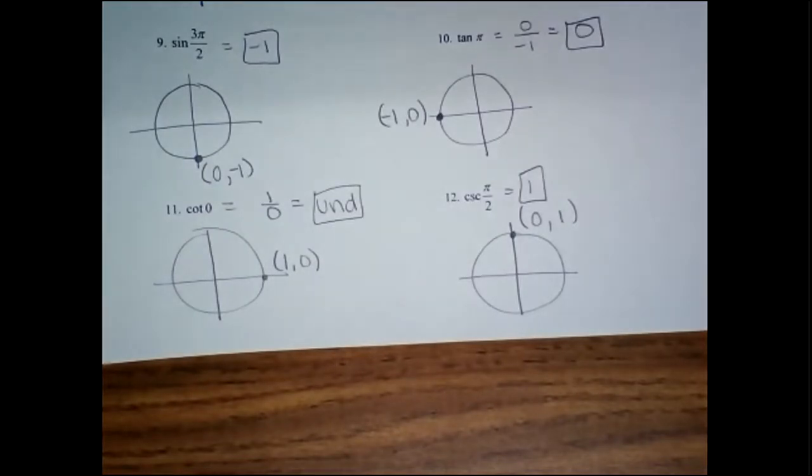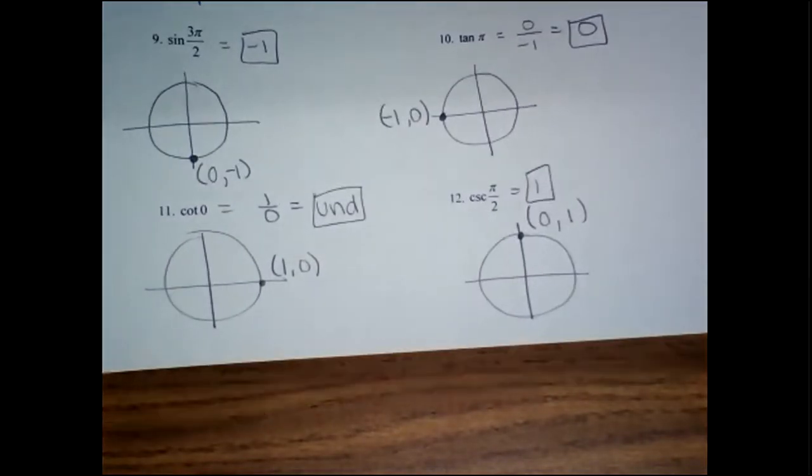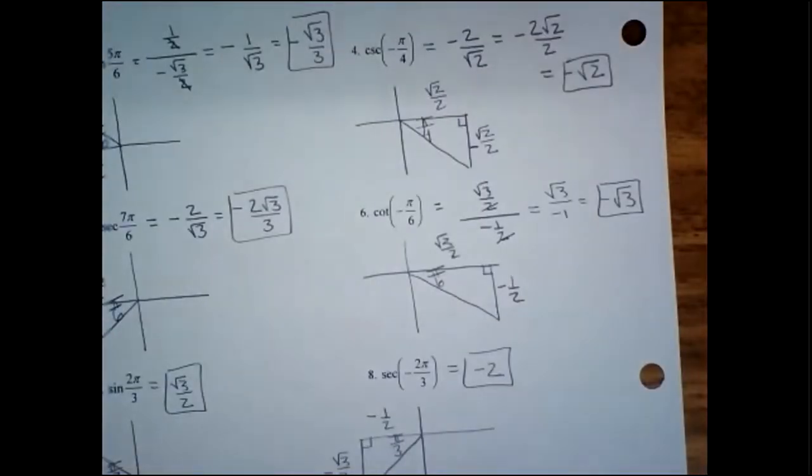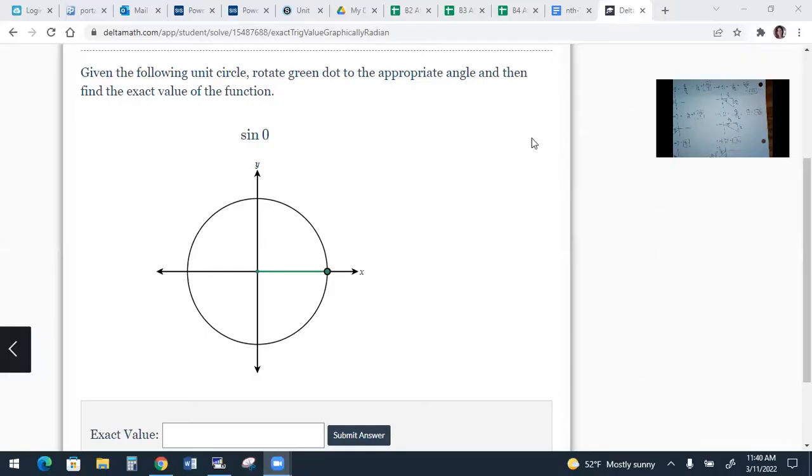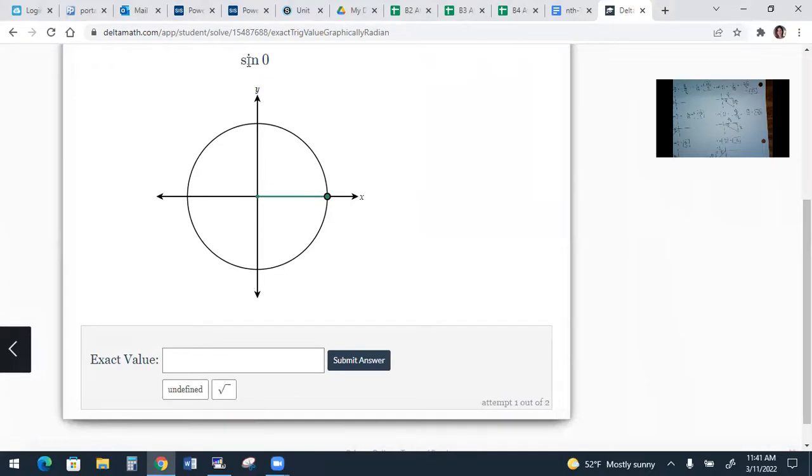Don't stop listening to me. I want to show you Delta Math real quick. Okay, here we go. This is what it's going to look like. You're going to move this green dot to where it goes on the circle. Do you see this? Okay, where is 0? Right there. So I'm going to leave it where it is and then answer the question. It's sine. This coordinate point would be 1, 0. Sine is the y value, which would be 0.